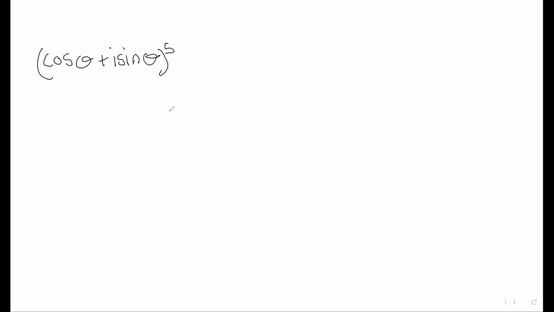So is it going to be shorter if we use Pascal's triangle? Yeah, it's going to be shorter. There's no other way, right? There's no other way. We said it's cos 5 theta plus I sine 5 theta.